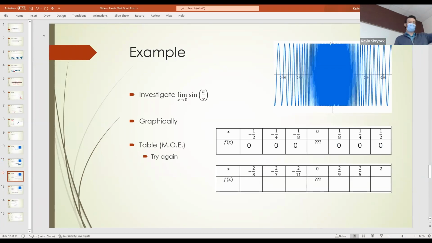So again, let's do the same things. Let's start with negative 2/3, negative 2/7, negative 2/11. Who else do we have? 2/9, do 2/5, and then, Adam, go ahead and do 2. 1. One for 2/5. We get ones for the rest, right? What would we think is the limit here? 1.